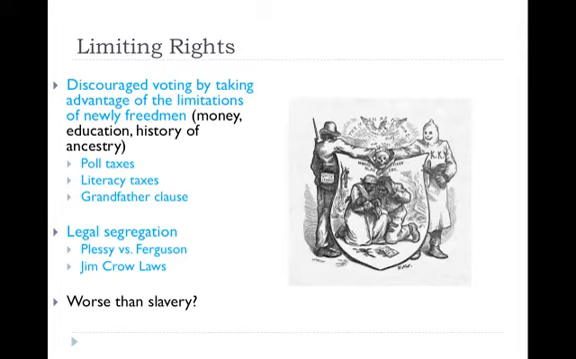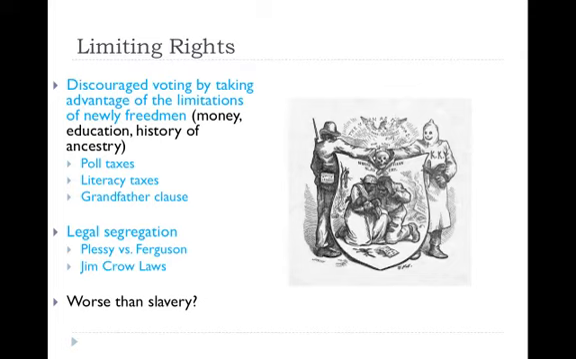Since there were some white Southerners that also could not read or write, they then issued the grandfather clause that said if your grandfather could vote, then you could vote. And as we know, they just gained that voting right, so their grandfathers could not vote. So this definitely limited voting participation amongst African Americans.